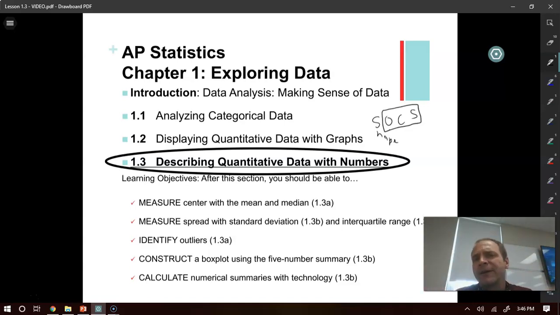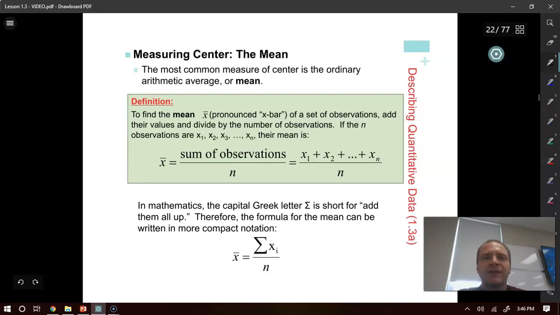We were very vague in 1.2, and when we look at 1.3, we start to now get specific. You start to be able to calculate outliers, center, and some values for spread to help us out. And so that's where we're starting with 1.3. So let's start with our measures of center.